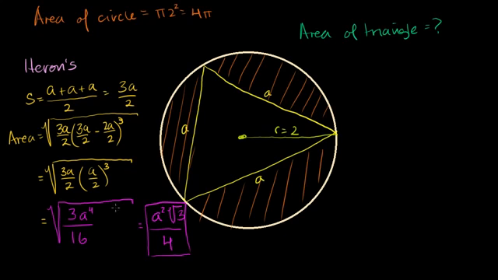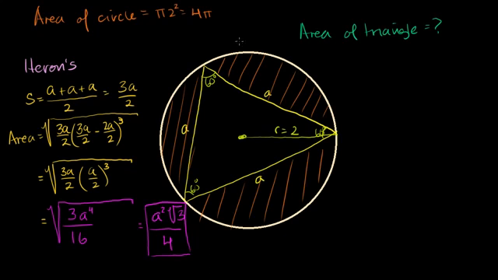So how can we figure out a? What else do we know about equilateral triangles? Well, we know that all of these angles are equal. And since they must add up to 180 degrees, they all must be 60 degrees. That's 60 degrees, that's 60 degrees, and that is 60 degrees.